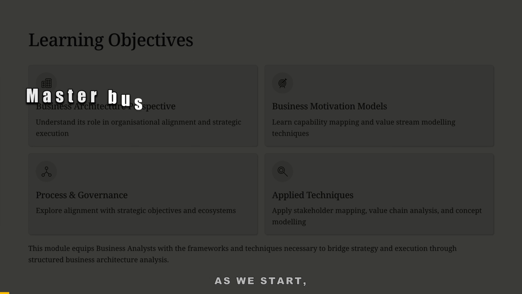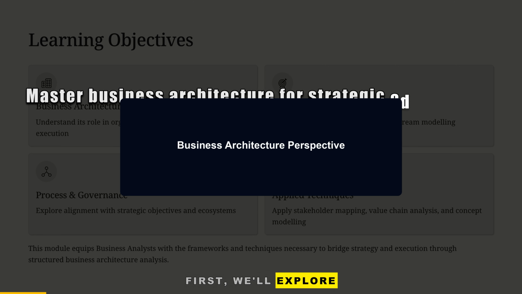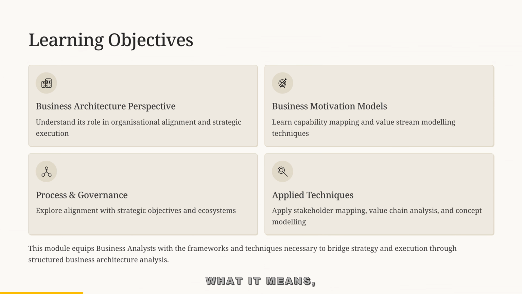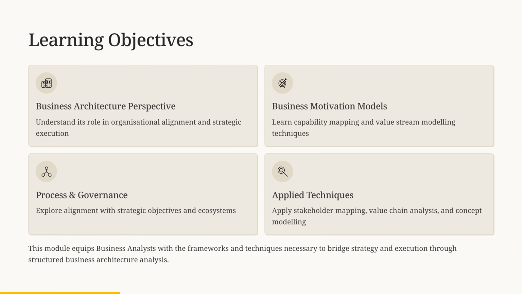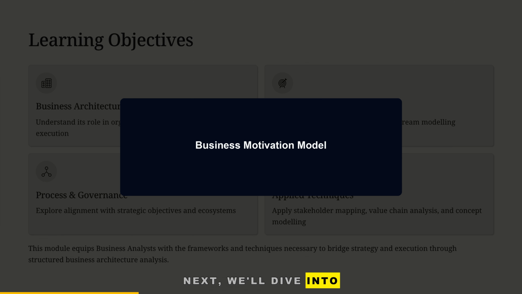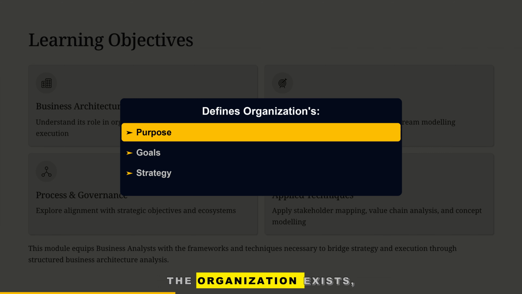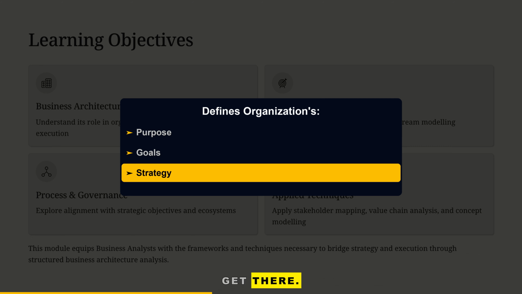As we start, let's look at what this module will help you achieve. First, we'll explore the business architecture perspective itself, what it means, and how it supports organizational alignment and strategy execution. Next, we'll dive into the business motivation model, the structure that defines why the organization exists, what it wants to achieve, and how it plans to get there.